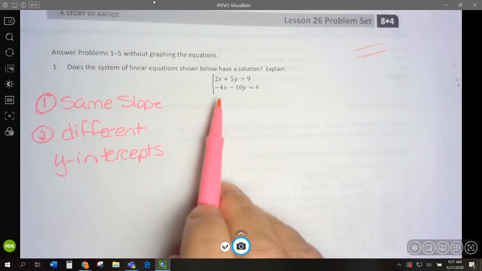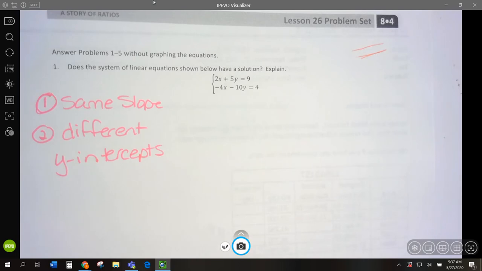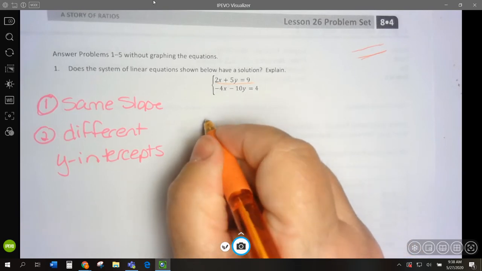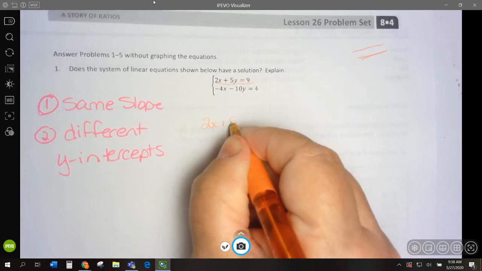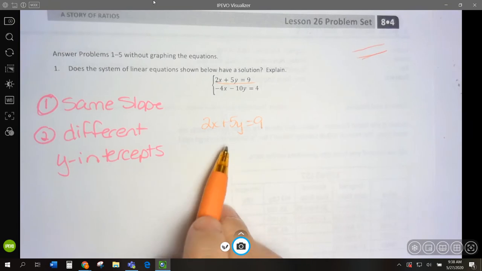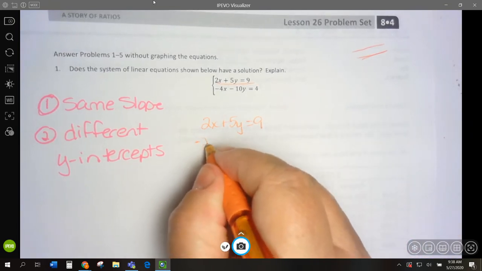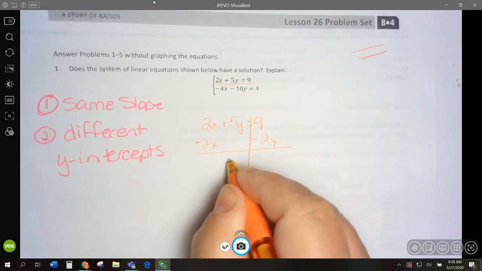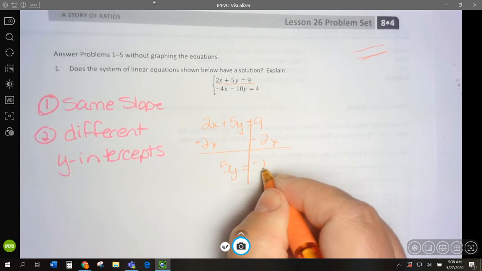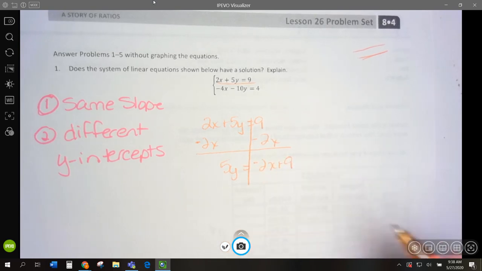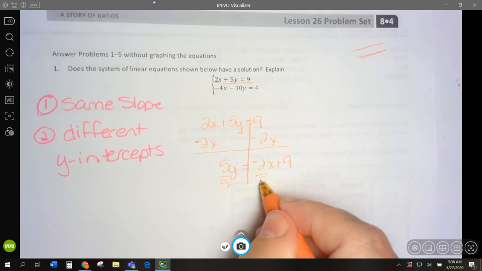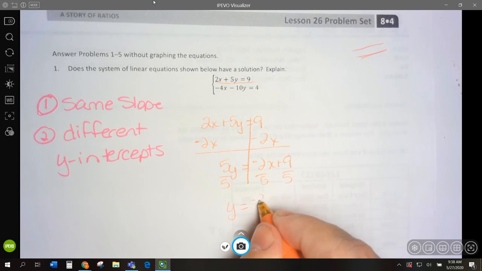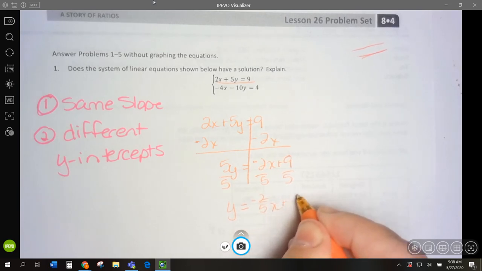Now, these are not in slope-intercept form, so we can change them to slope-intercept form. Let's start with this one: 2x plus 5y equals 9. I need to move the 2x, so let's get rid of that. We want the y to be by itself. So you get 5y equals negative 2x plus 9. Now we're going to divide by 5. We have y equals negative 2/5 x plus 9/5.